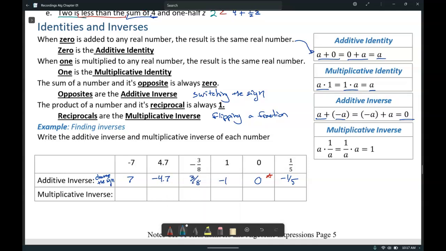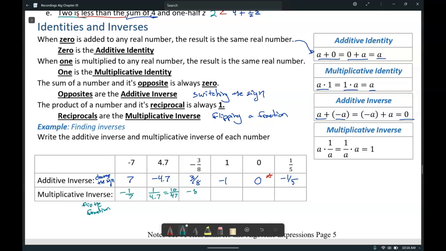Then we can look at the multiplicative inverse, which is flipping the fraction. We do not change the sign. So if it starts negative, then it's going to stay negative when it comes down here. So negative 7 becomes negative 1/7. We write it as a flipped fraction. 4.7 becomes 1/4.7. And if we want to simplify, we can by multiplying the numerator and the denominator by 10 to get rid of that decimal in the denominator.